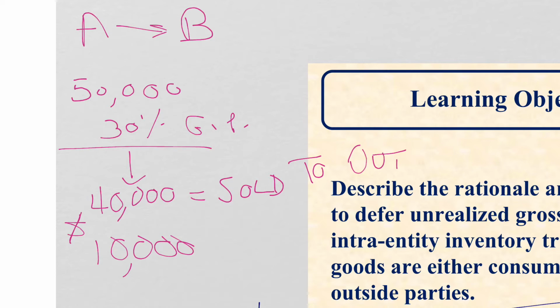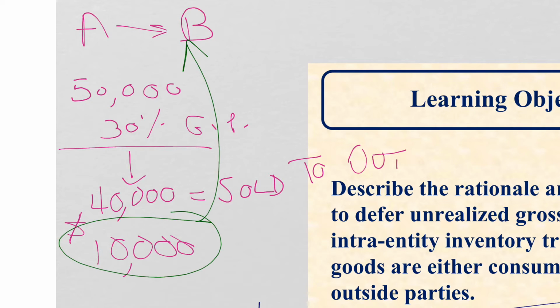Now it happens to be that this $10,000 inventory left was on B's books because B bought from A. That's important to recognize. That's what's happening. But the real thing to recognize at this point is, how do we get rid of that? The important thing to recognize at this point is that between A and B, this $10,000 inventory has not been sold to outsiders.